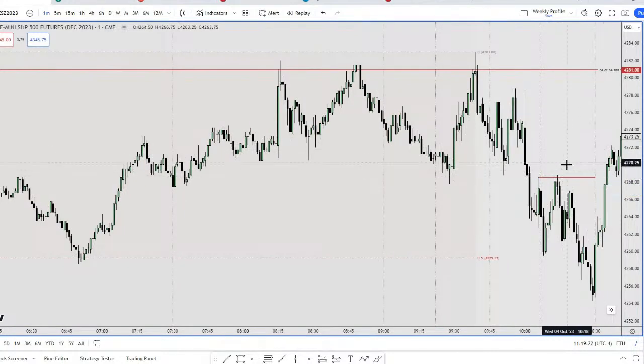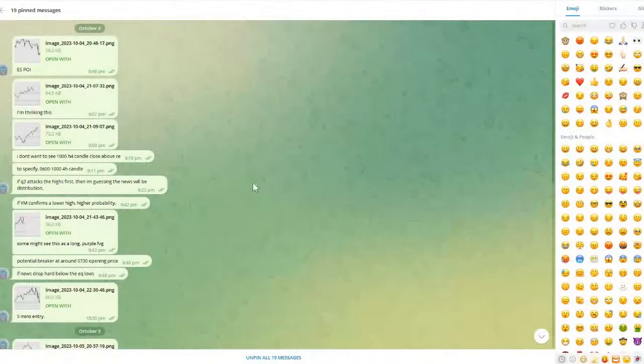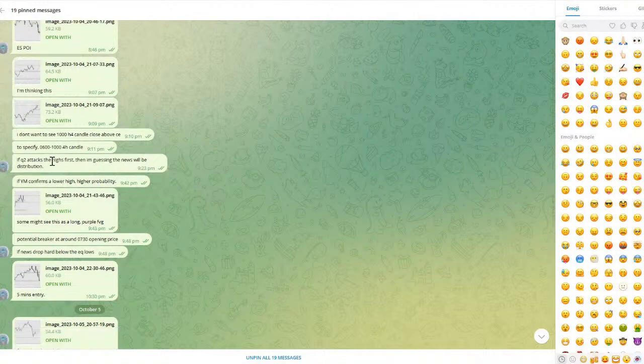Okay, so just basing off of this, you would see that this is your accumulation, manipulation, and then your distribution, and then in Q4 you get your continuation. Right, so right here, let's see, yep. So exactly as I mentioned, if Q2 attacks the high first, then I think that would be the manipulation, which is why news will be distribution.